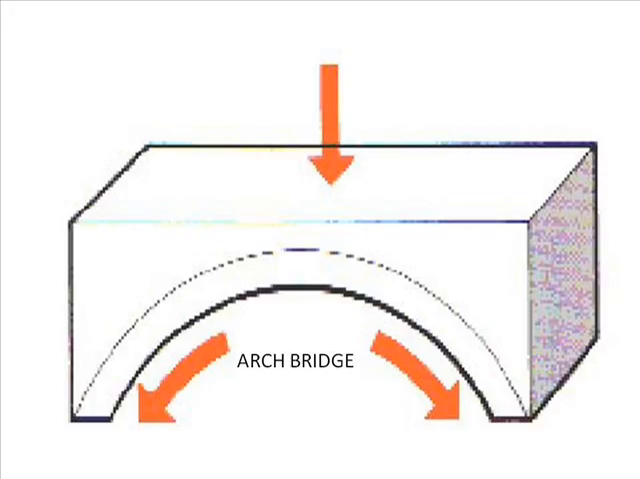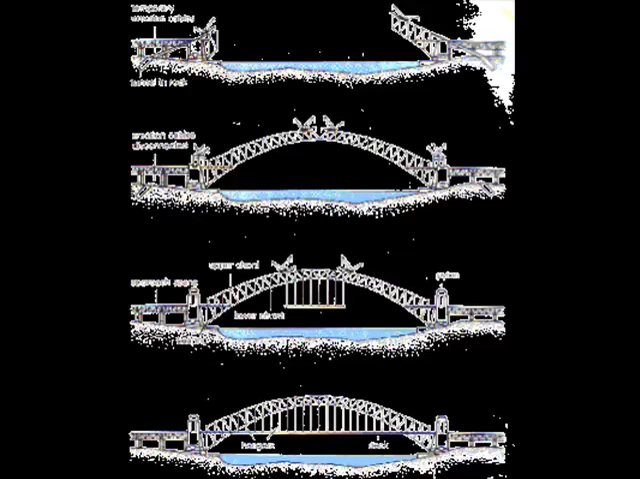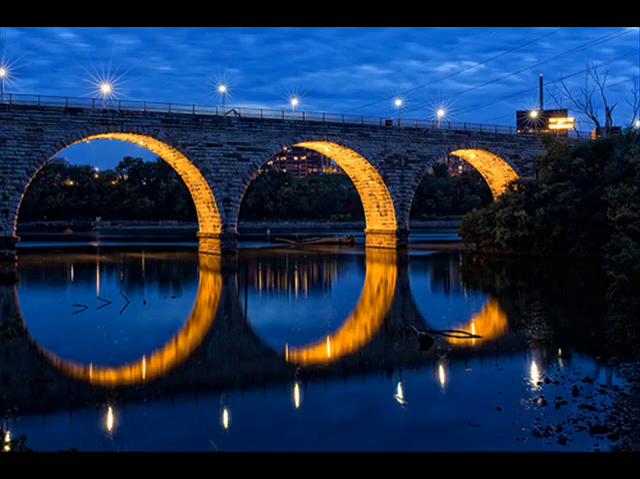Arch bridge. Arch bridges are among the oldest types of bridges and have been around for thousands of years. Arch bridges have great natural strength. They were originally built of stone or brick, but these days are built of reinforced concrete or steel.